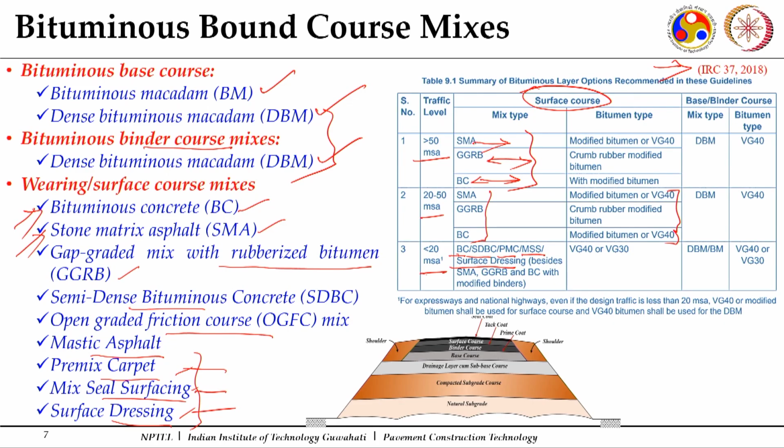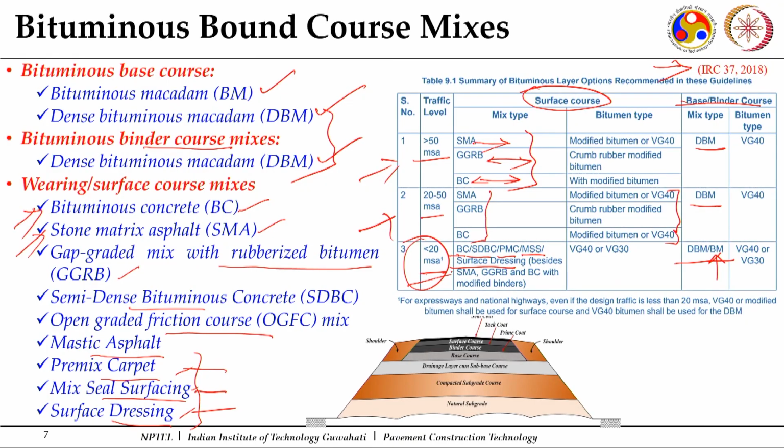Along with it, for these different levels of traffic, it mentions what can be used in your base courses and binder courses. As I said, for these base and binder courses, here it says DBM can be used both as base and binder courses. For this traffic level also it can be used for base and binder courses, but when it comes to very low traffic, the other term which is mentioned is bituminous macadam. For the rest of the cases, we have seen most of the time dense bituminous macadam is referred to as a base and binder course. Bituminous macadam is referred to as a binder course only when the traffic is less than 20 MSA.